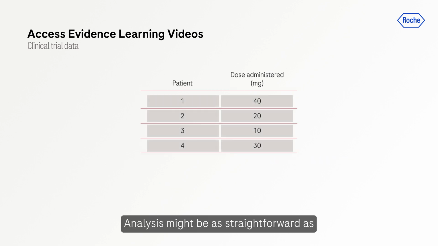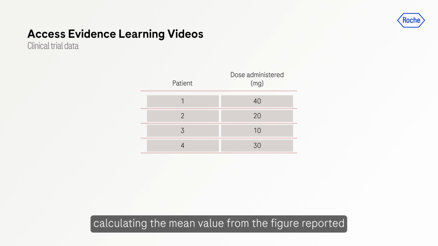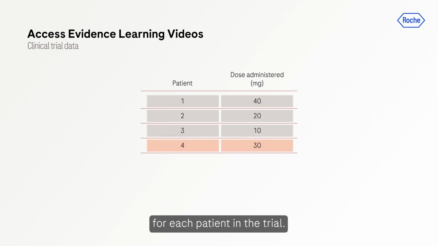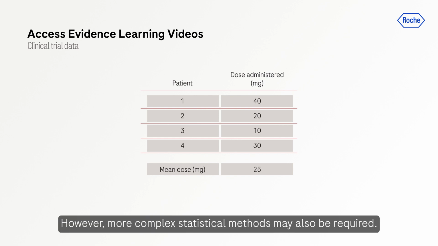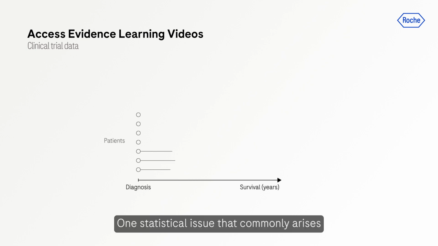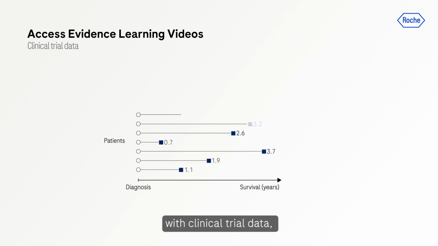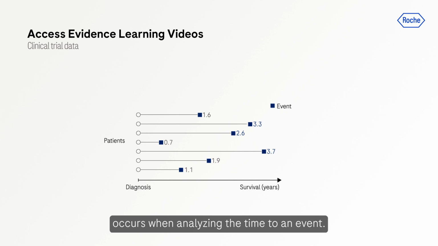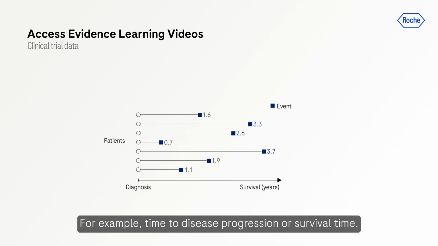Analysis might be as straightforward as calculating the mean value from the figure reported for each patient in the trial, for example, the mean dose. However, more complex statistical methods may also be required. One statistical issue that commonly arises with clinical trial data occurs when analyzing the time to an event, for example, time to disease progression or survival time.